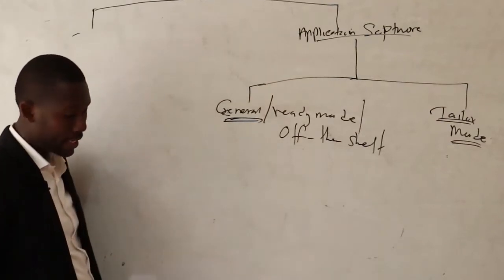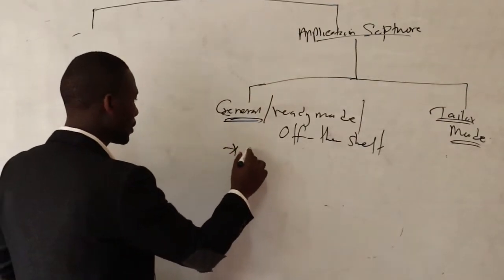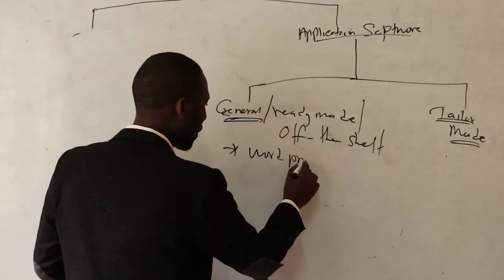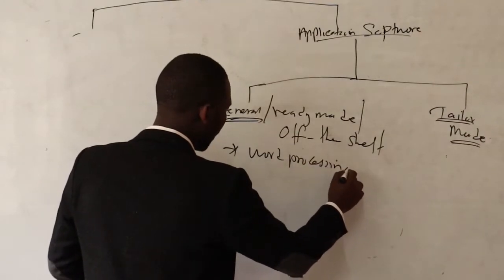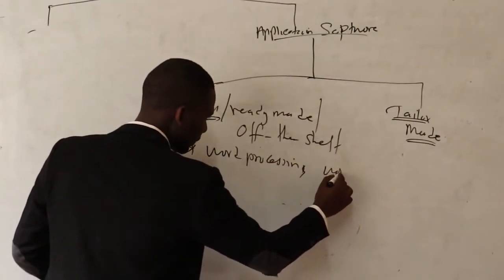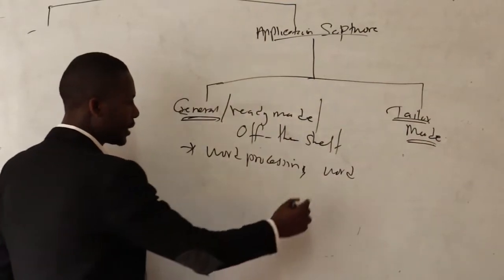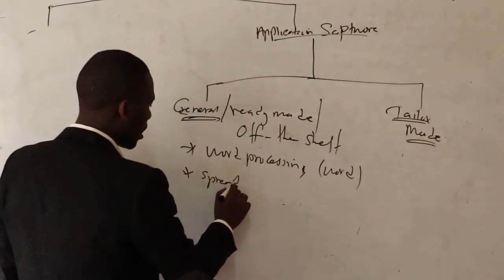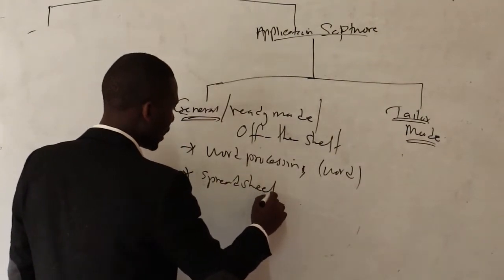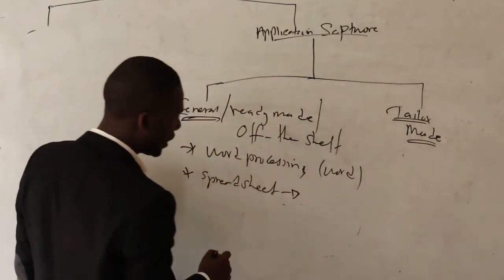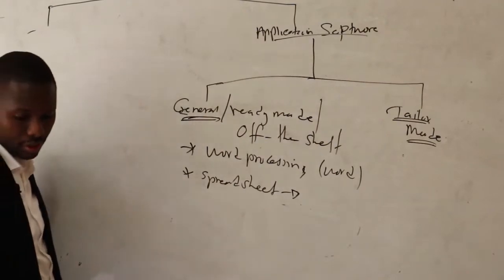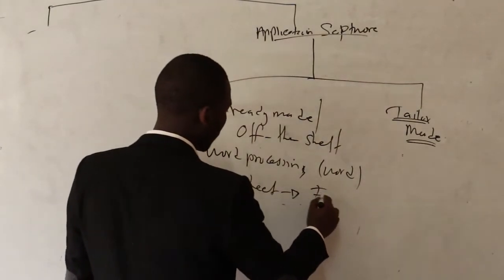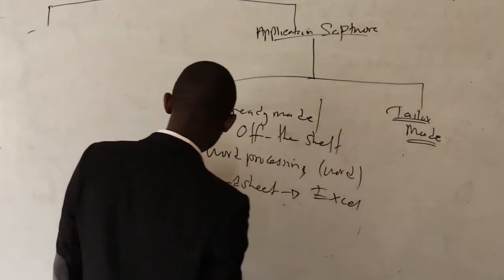So you can just highlight and give some examples. We have word processing applications. Here we can use Microsoft Word. We have spreadsheet programs, and spreadsheet programs are normally used to enter data and perform basic calculations. So here we can have a program like Excel.